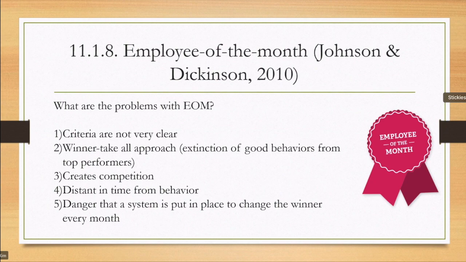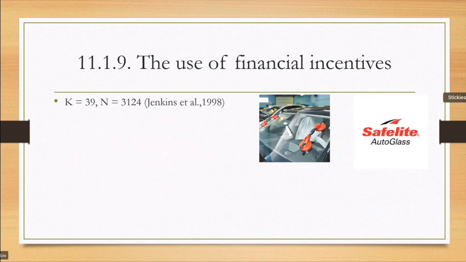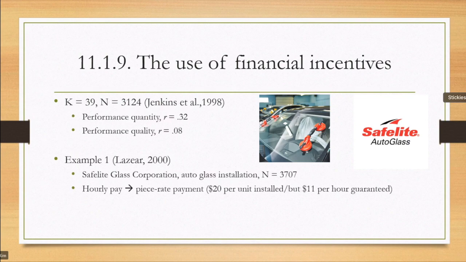Here we see what the problem is with employee of the month. Are the criteria very unclear? It creates competition, and can create distance in time from behavior. What we should do in reinforcement theory is reinforce as close to the action as possible. The longer you wait, the less value you will have on the people. And the danger of the system is that it changes the winner every month, which makes it random. When it's random, we get a few more responses, but if the criteria are not clear, reinforcement will be very little.